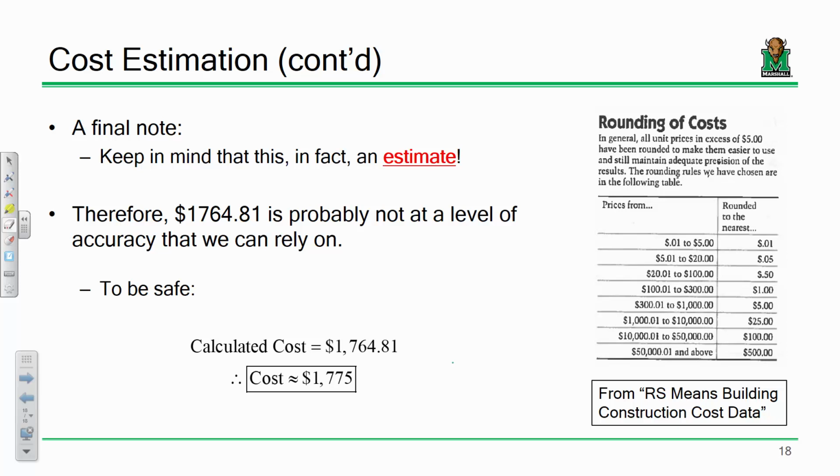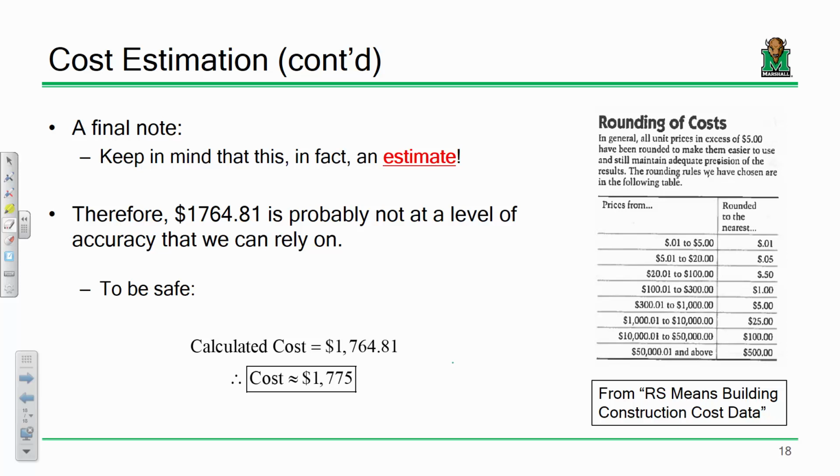So you notice the rounding of costs is a function of the size of the project. If you've got a project that's $50 million, don't express the cost to the nearest penny. You're not that good, okay? That make sense? Any questions? So this is just to give you an idea. If it's $1,764, I'd probably say something like $1,775 or maybe even $1,800.